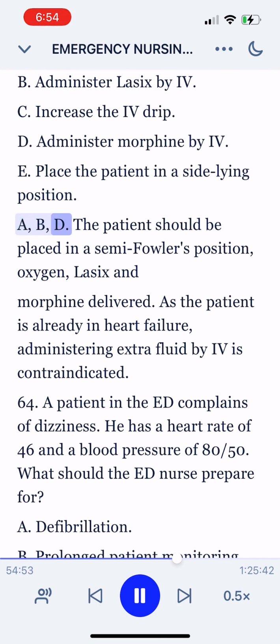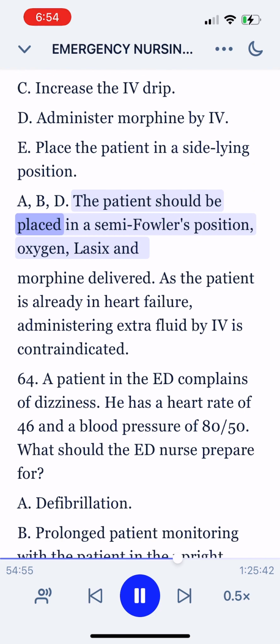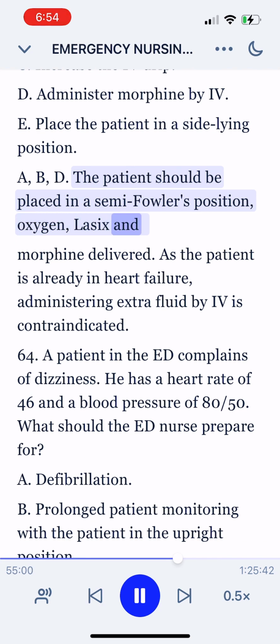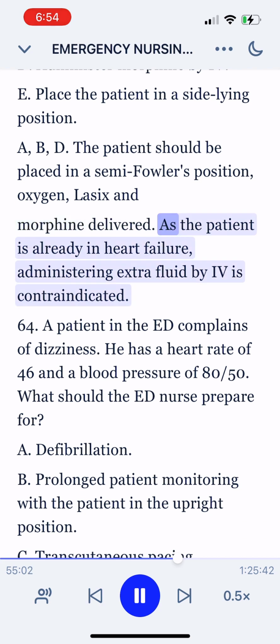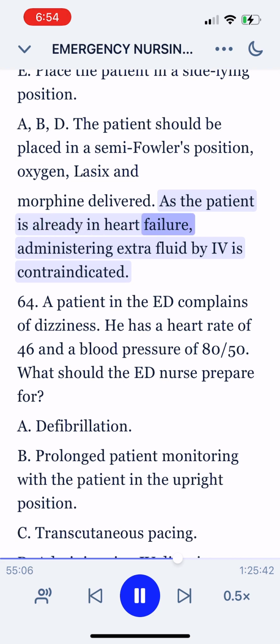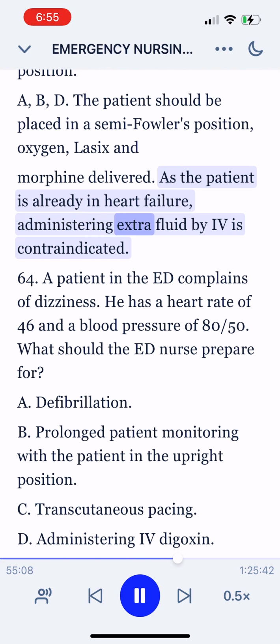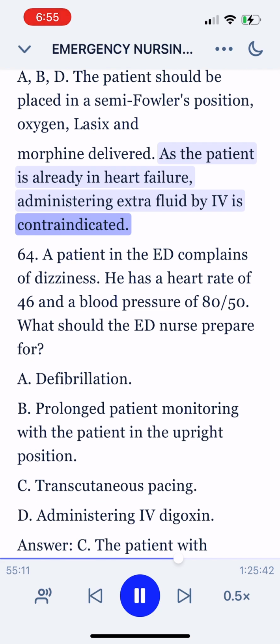A, B, D. The patient should be placed in a semi-Fowler's position, oxygen, Lasix and morphine delivered. As the patient is already in heart failure, administering extra fluid by IV is contraindicated.